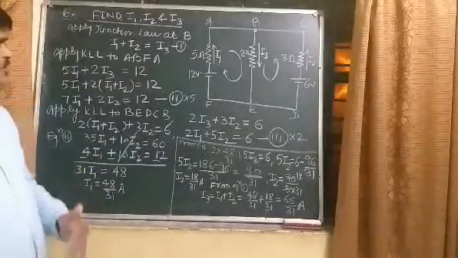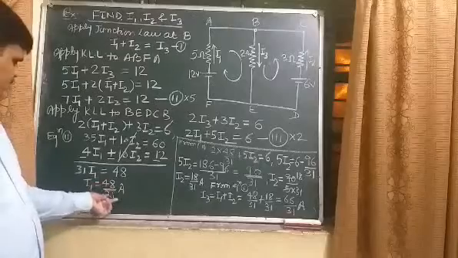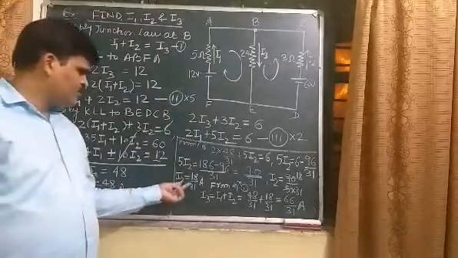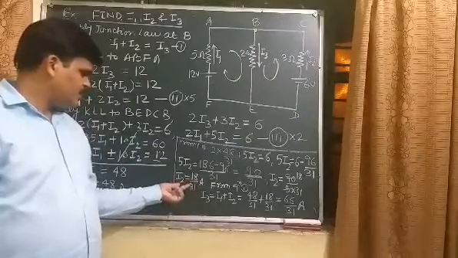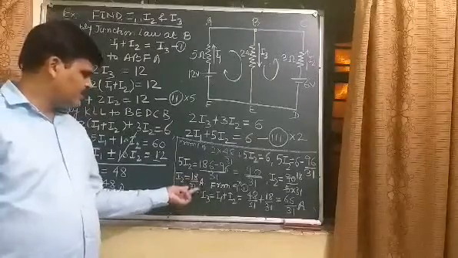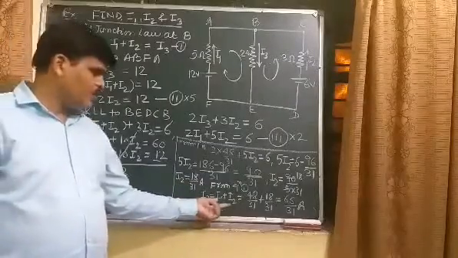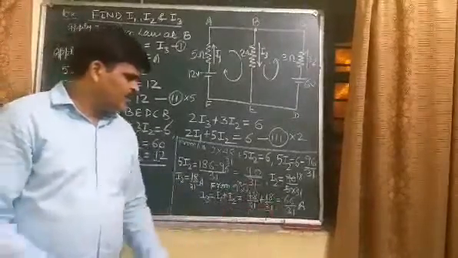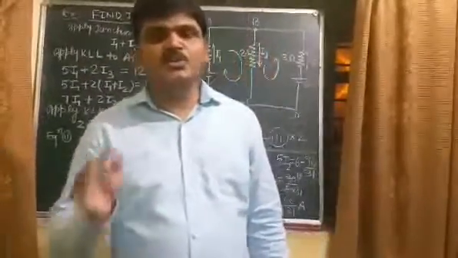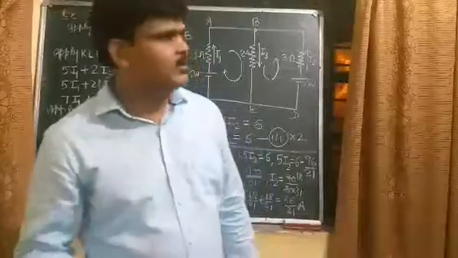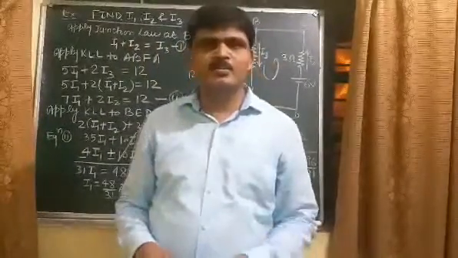And this is the process to solve this complicated electrical circuit using Kirchhoff law. I1 comes out to be 48 by 31 ampere, I2 comes out to be 18 by 31 ampere, and I3 is I1 plus I2, which comes out to be 66 by 31 ampere. In this manner you can try to solve different circuits which are based on Kirchhoff law. Thank you.